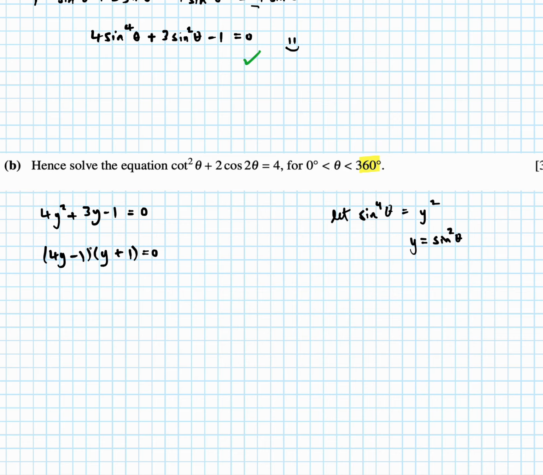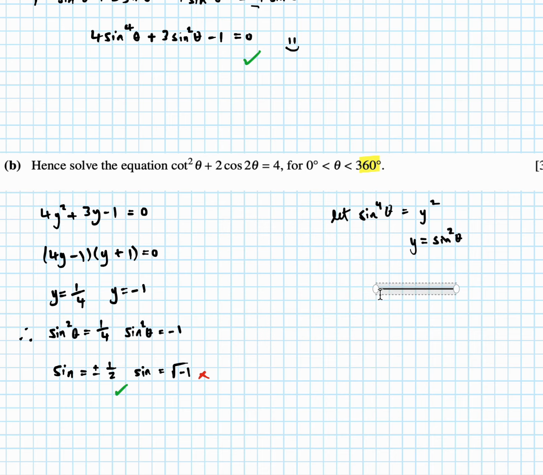This is pretty much the same as grade 11 when you think about it. So y is equal to 1 quarter or minus 1. So sine squared theta equals 1 quarter. So that's of course plus or minus 1 half when you root it. And sine squared is root minus 1. We have done some complex numbers, but we're not doing it here. So no solution. We still have two answers to look at.